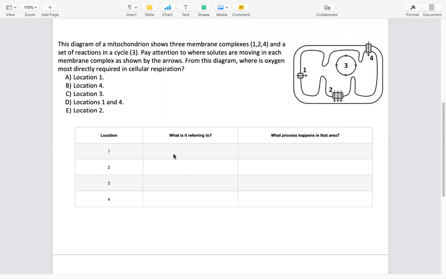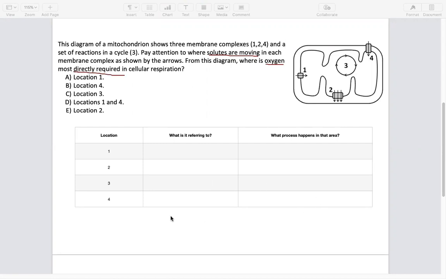All right, next question. So let's look at this one now. Again, similar idea, but this one now we're zooming in on the mitochondria and really looking at the events that take place there. Okay, so the question is, there's a diagram and they're corresponding to solute movement. So that's a big thing to remember here, where solutes are moving. And from the diagram, where is oxygen most directly required?